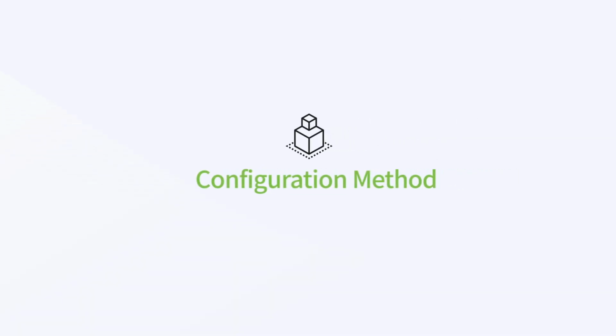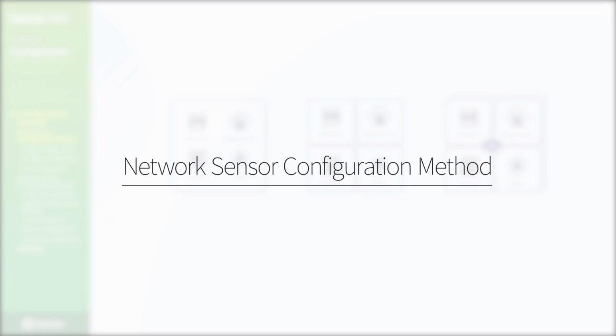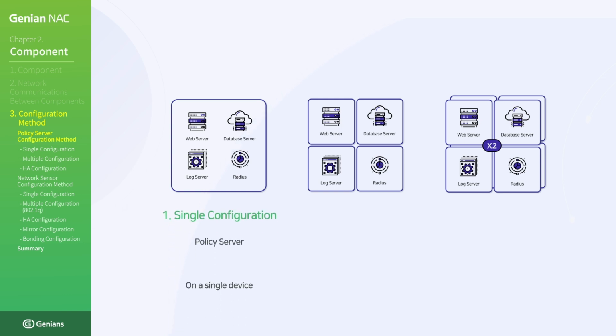In this chapter, we will explain the configuration methods for Genion NAC, focusing separately on the policy server and the network sensor. The NAC policy server can consist of 3 components, each of which can be itemized. The first is a single configuration, where all modules are configured to work on one machine.